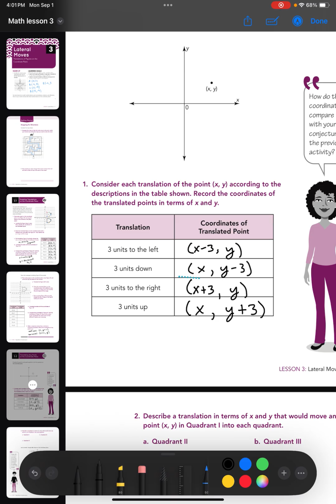Left and right is moving in the X direction. Right is positive, left is negative. Up and down is in the Y direction. And moving down is the negative direction, and up is the positive direction.